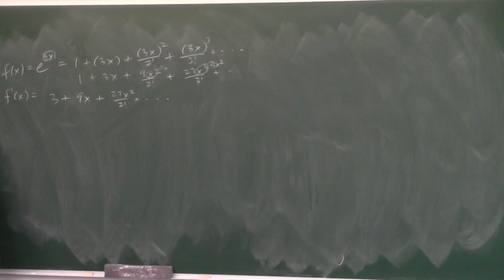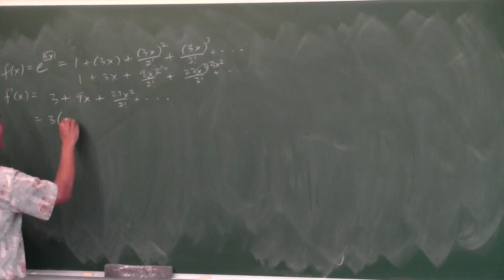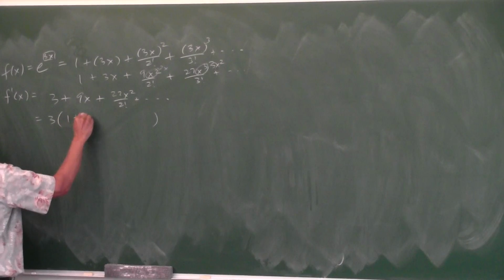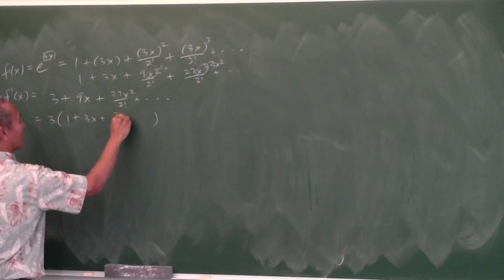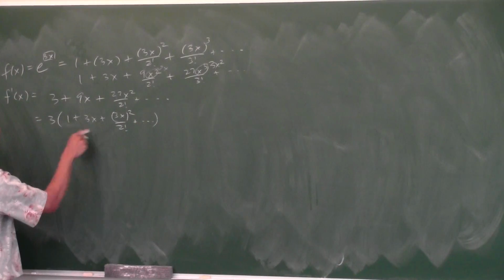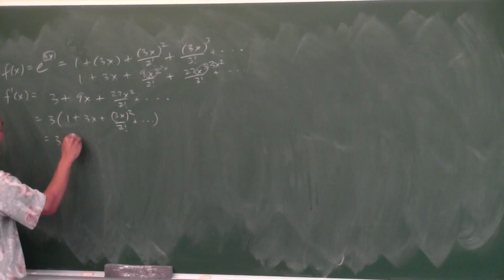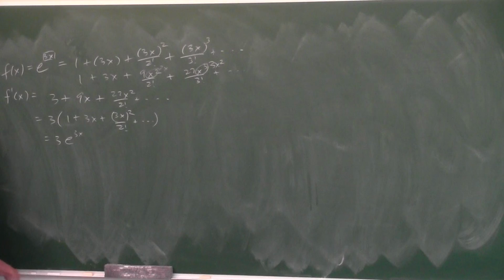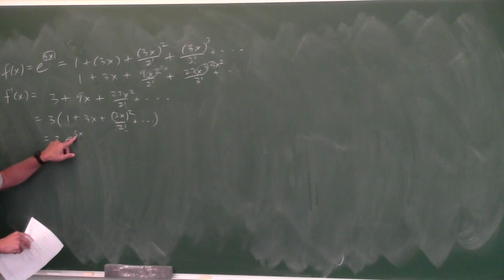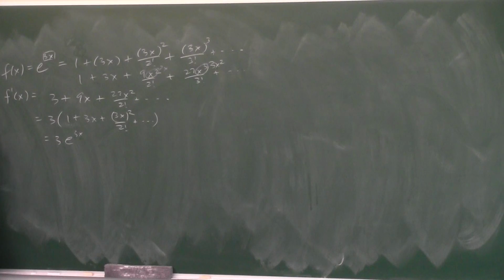Does that look like a power series? We know. I'll give you a hint, factor out a 3. Hey, you somebody! That's the power series for e to the 3x. So the derivative of e to the 3x is not just e to the 3x, it's e to the 3x times 3.